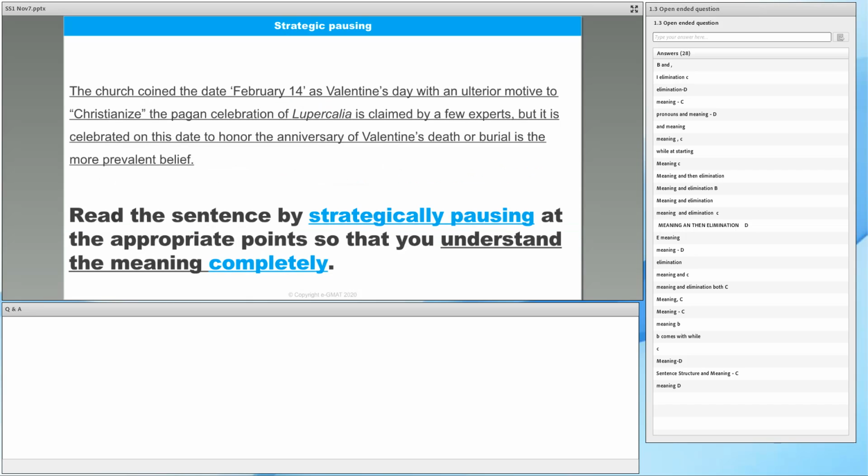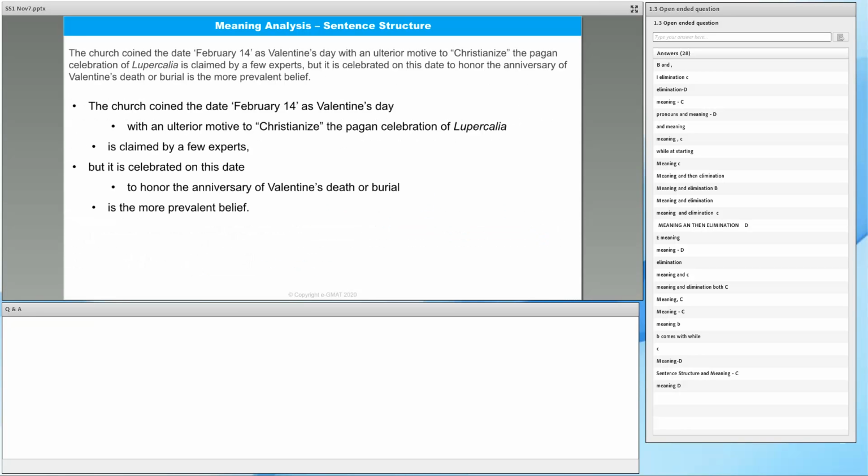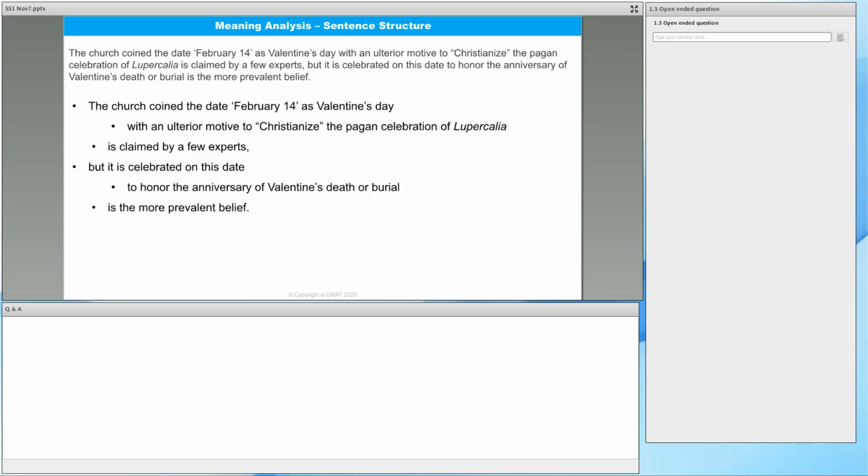And in our SC webinar next Sunday, we teach that approach. So in this session, I'm going to just summarize that approach and apply it over here. What we're going to do is strategically pause on this sentence to make sure that we understand the meaning of various aspects of this. So the church coined the date February 14th as Valentine's Day. Okay, so the church did something. It coined it as Valentine's Day.